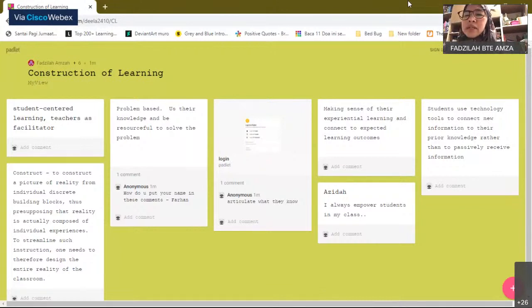The keyword from Prof. Azida is empower teaching, which is when we shift from teacher-centered to student-centered, we actually empower the student. So the first keyword is empower the student, and the second one is like what Prof. Han just mentioned, problem-based learning. Because when you give a problem to the student, they need to solve the problem. That's where they were using, like what Prof. Han did, he will show video to the class.